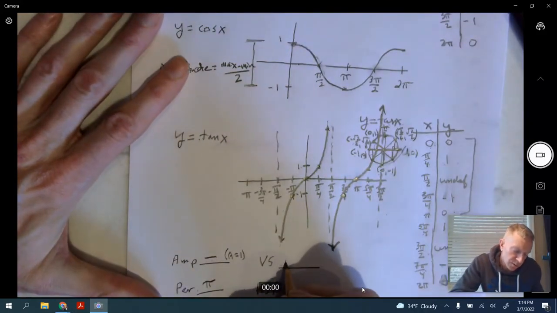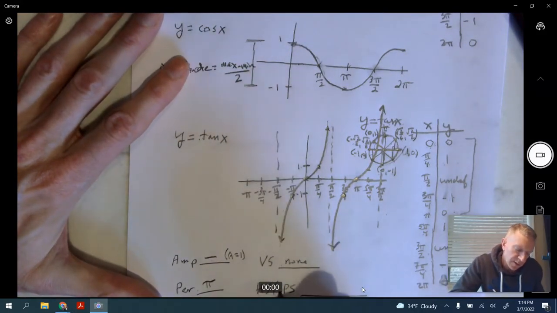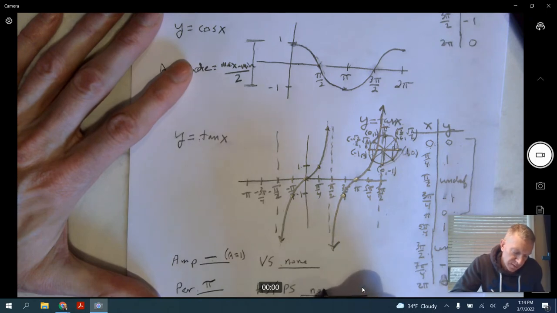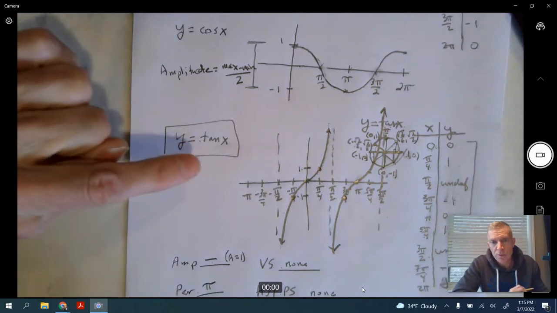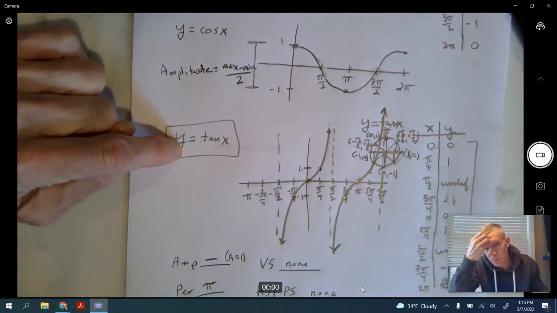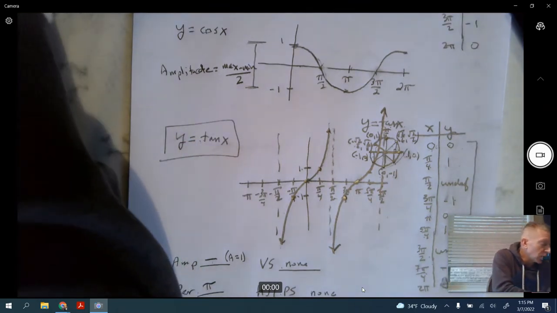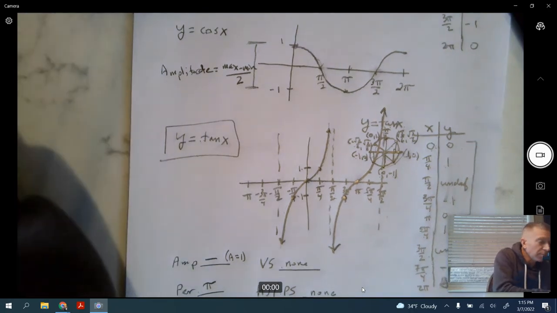Vertical shift, here there's no vertical shift. And then phase shift, there's no phase shift, because this is your basic parent function. So we're going to refer back to this function when we do some transformations. Okay, so now we're going to go to page 384 in your packet.